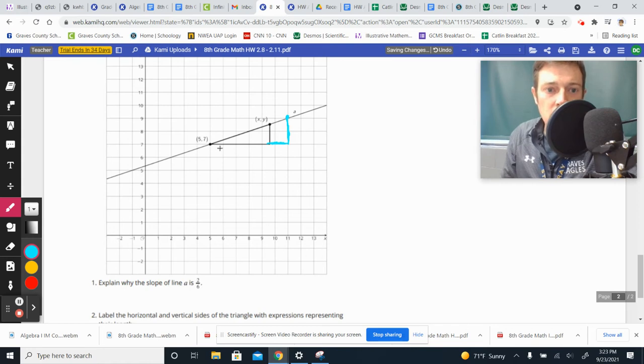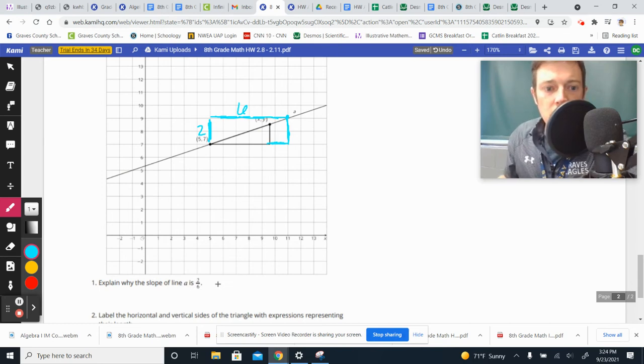And if I count over 1, 2, 3, 4, 5, 6, I got a length of 6. Actually, let me do it this way so it doesn't get in the way of what I want to do next. I'm going to draw it inverted here and kind of go on the opposite side of it, which is fine. I go over 6 and up 2. So I've got a rise of 2, a run of 6 on my slope triangle. And that is exactly matching my 2 over 6 slope that they say that it should be.